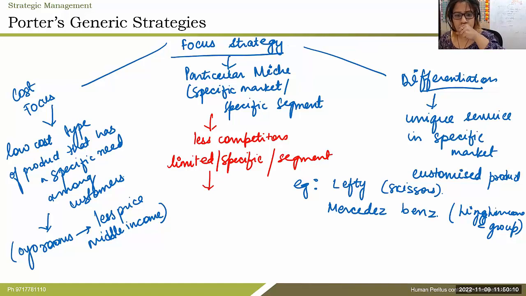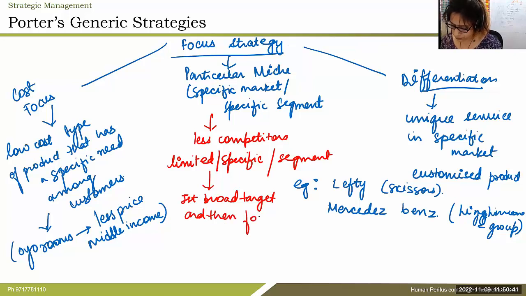And you can't just jump on the customized. Firstly, you need to make a base for yourself in the broad market. When you have gained a lot of competitive advantage in the broad market, then you try differentiating. That's when you do the focus differentiation. First broad target and then focus differentiation, when you have a lot of money to be invested.